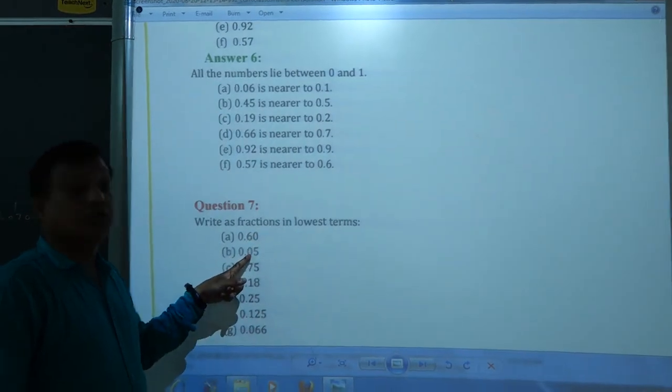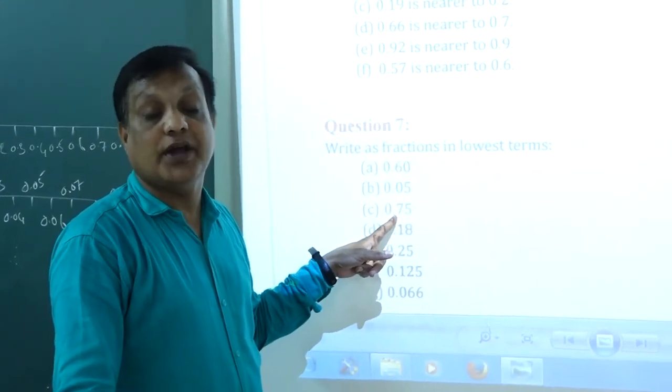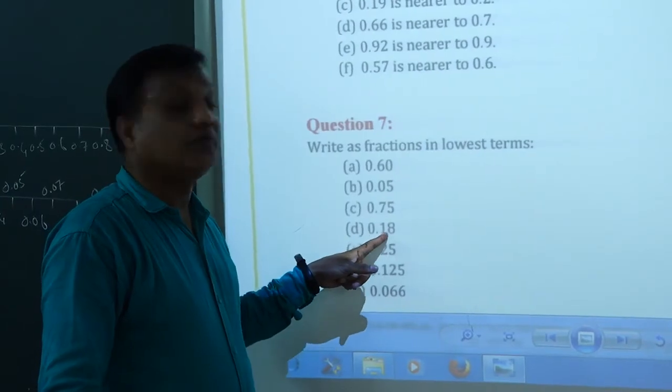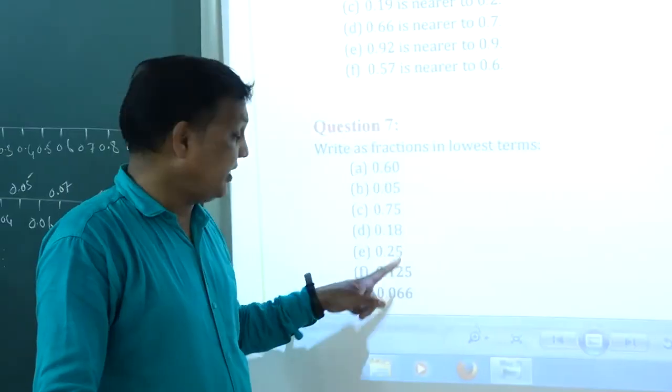This became 0.5, 5 upon 100. This became 0.75, so 75 upon 100. This is 0.18, 18 upon 100. This is 0.25, 25 upon 100.